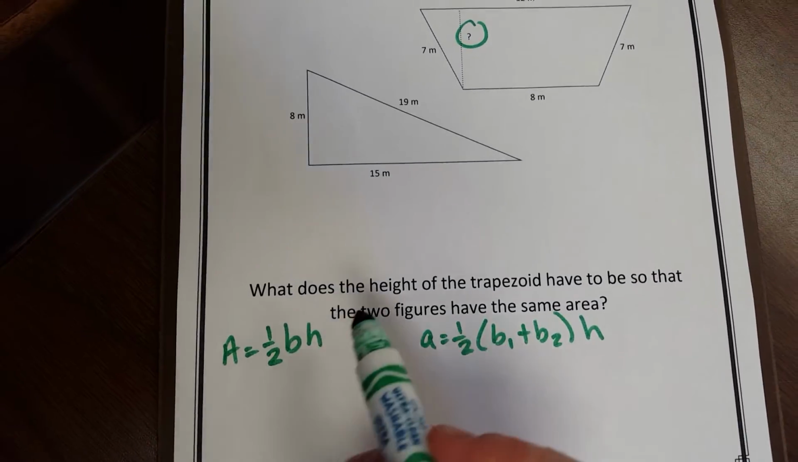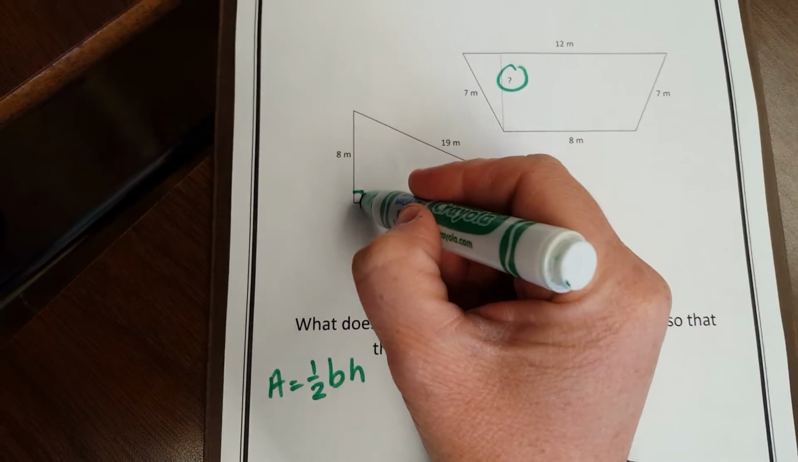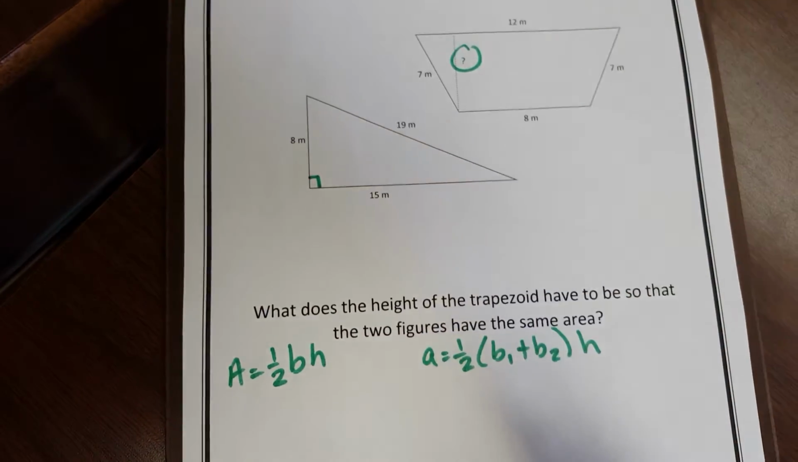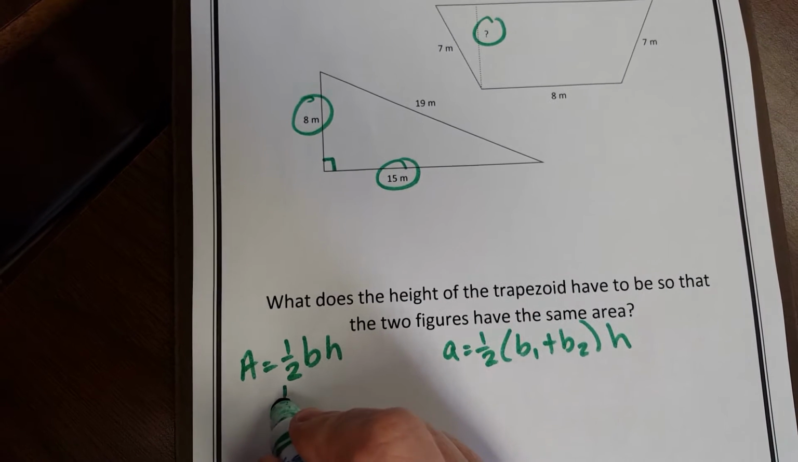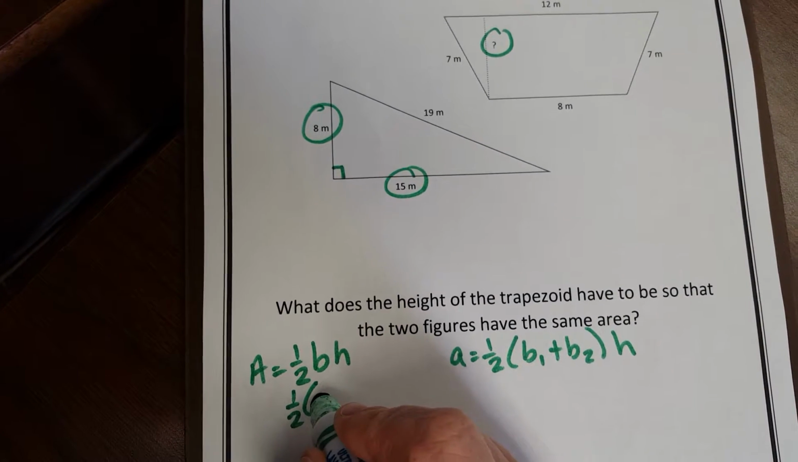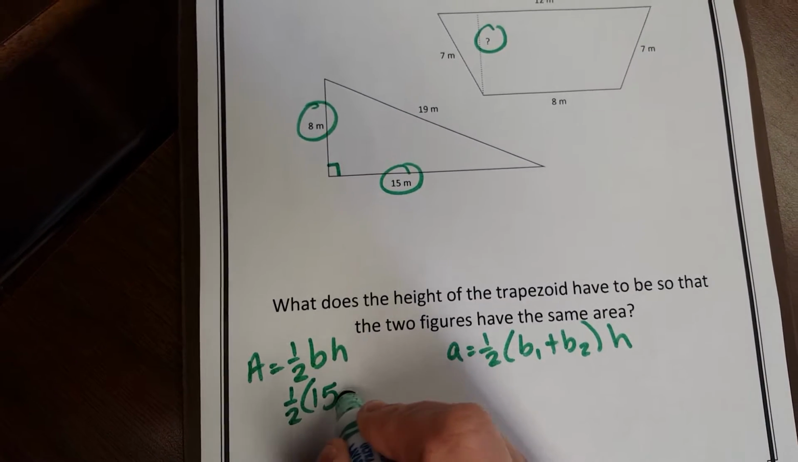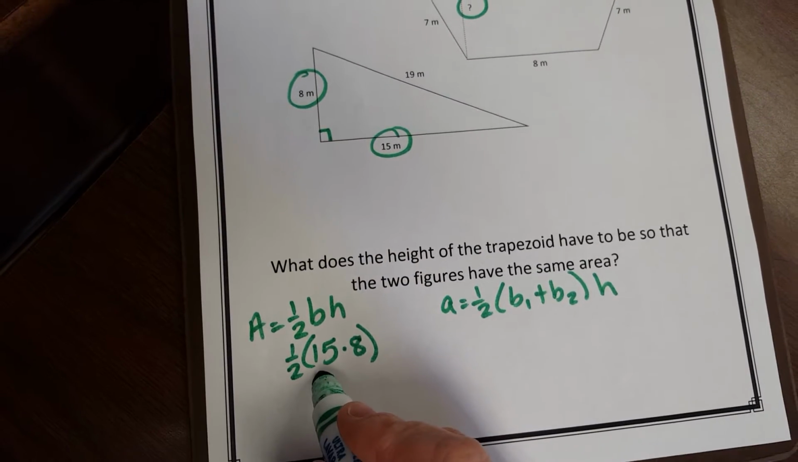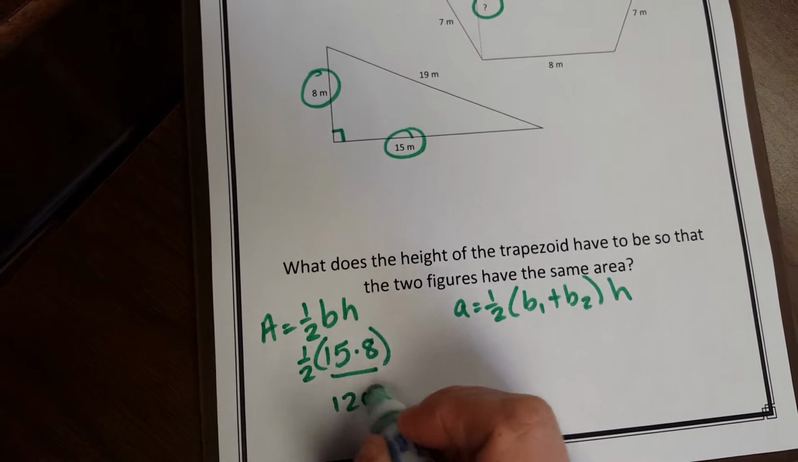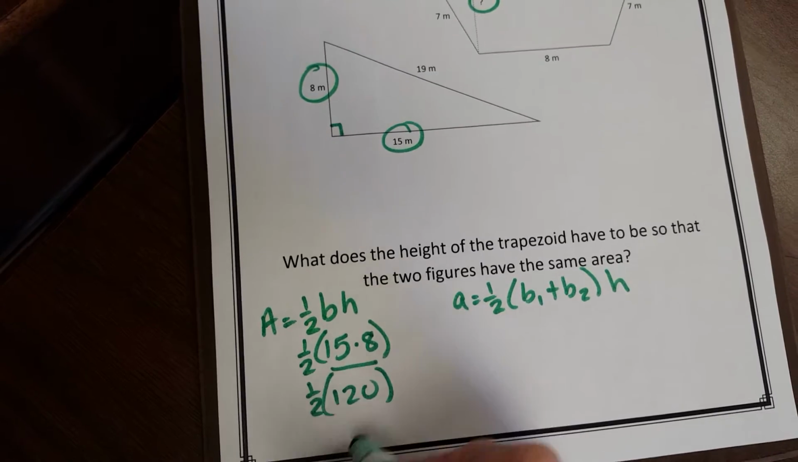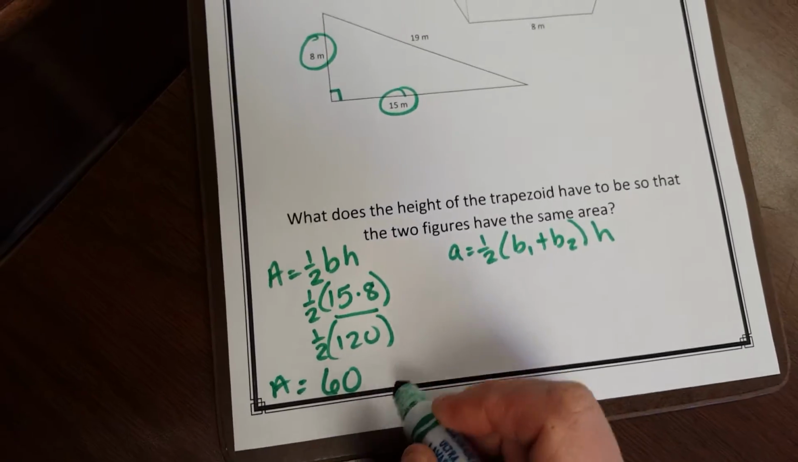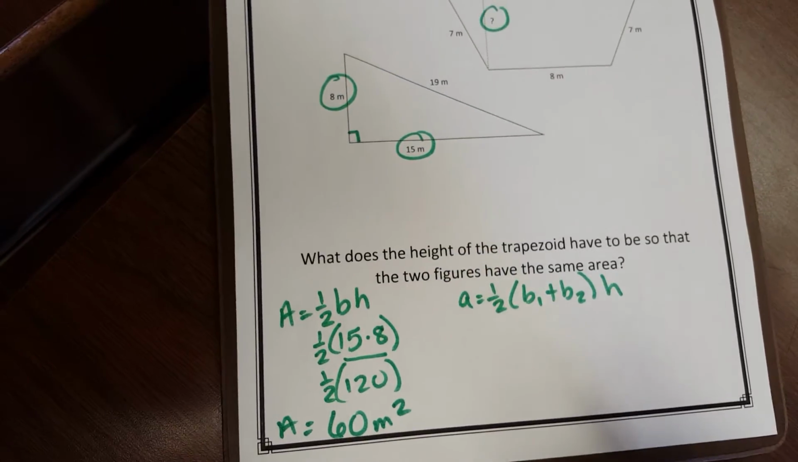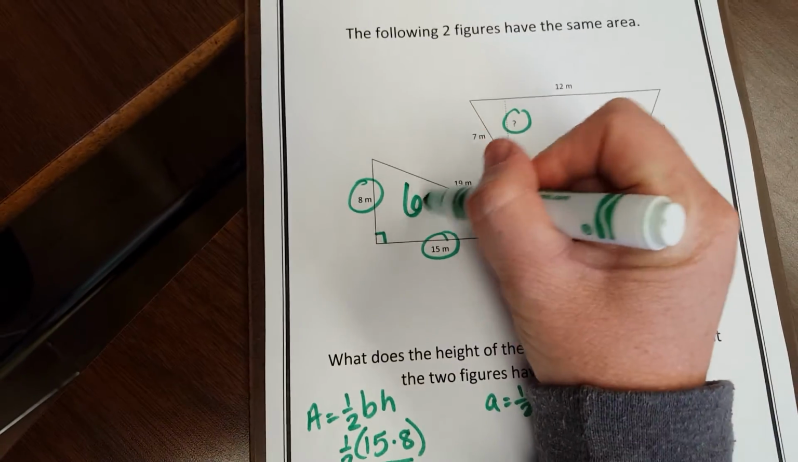So my triangle, base and height. I'm looking for these right here that meet in a perpendicular corner here. So 8 and 5 for my base and height. So 1/2, not 8 and 5, 8 and 15. 15 times 8 is 120. 1/2 of 120. That means my area is going to be 60 meters squared. Okay, that is my magic number here.